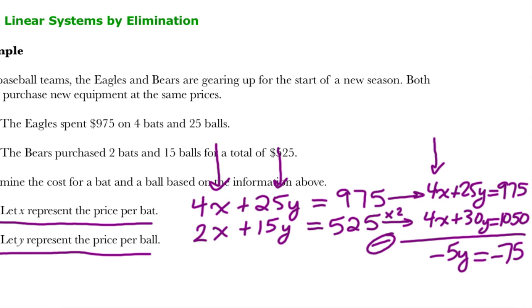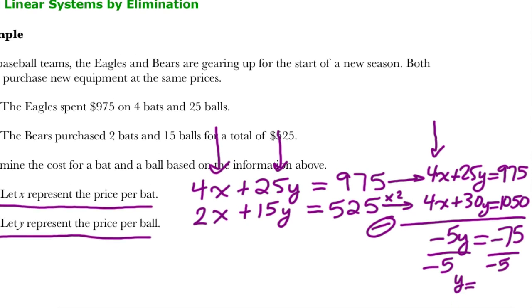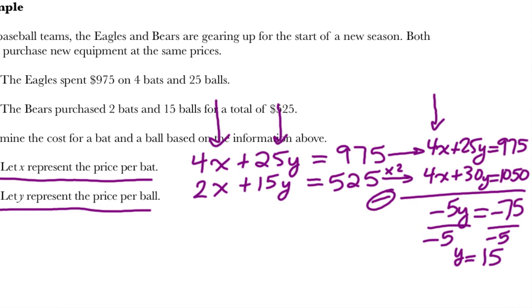And in this case, we just need to divide both sides by negative 5. And we have half of our answer. We get y equals 15. So you know that y is the price per ball. So each ball costs $15. So it actually means something to us and maybe makes it a little bit more interesting.